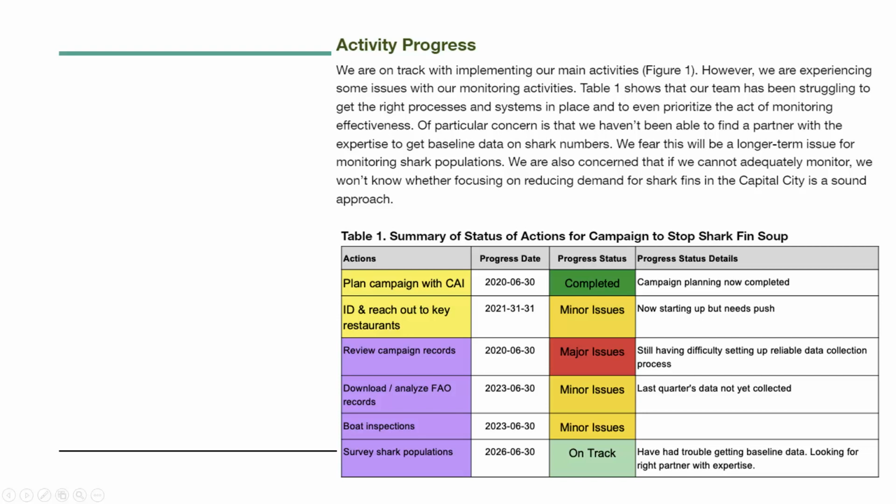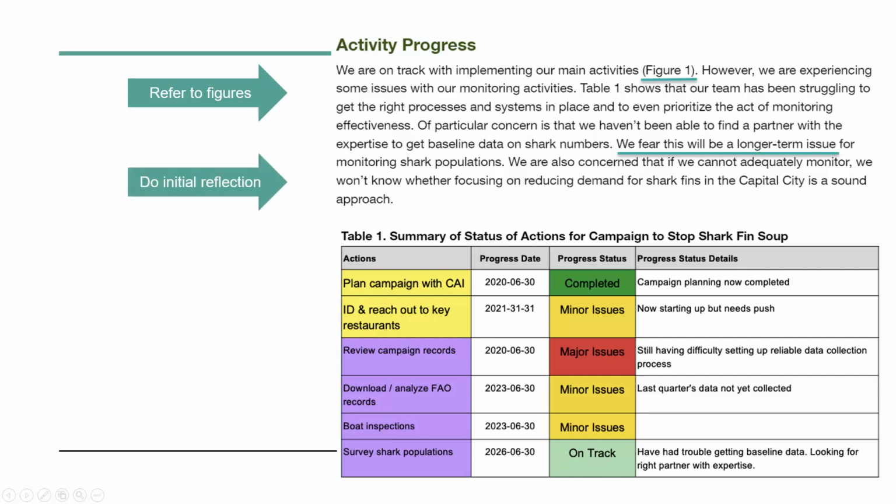Remember, it's important to refer to those figures in the appropriate spot in the narrative. But you are not trying to restate what's in the figure. Rather, you are drawing attention to specific issues, like in this example, how the team struggled with implementing its monitoring activities. Your narrative is also a place for you to do some initial reflection that gets at the why behind what you are seeing and/or what this could mean for your project going forward.